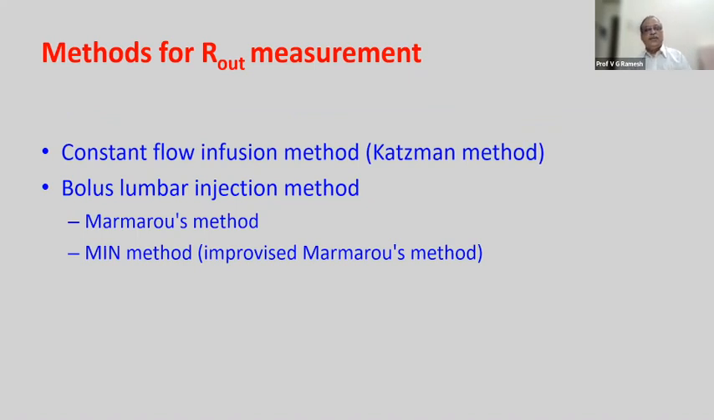There are various methods of measurement of the CSF outflow resistance. One is the method advocated by Katzman, which is a constant flow infusion method. Second is the one advocated by Anthony Marmarou. This is the bolus lumbar injection method. And I have slightly modified and improvised this method, and I have called it the Madras Institute of Neurology, that is MIN, method. I will give the details later.